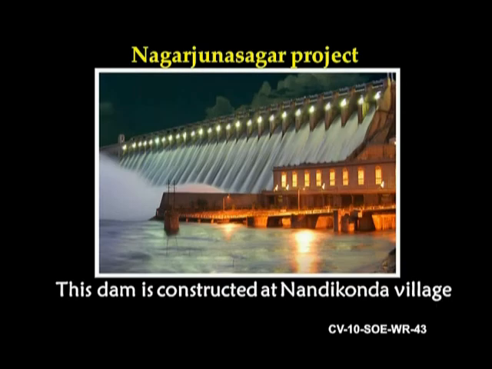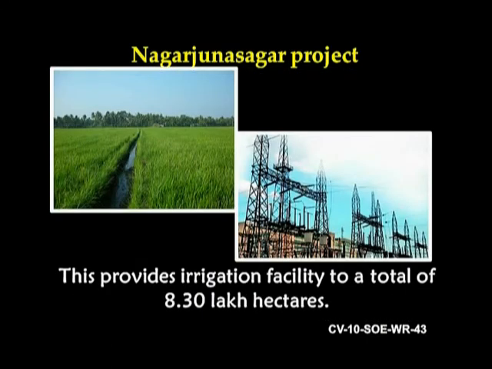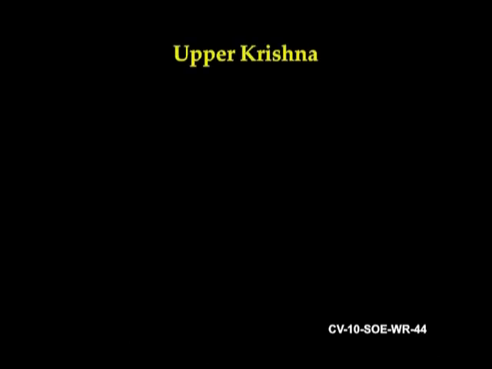The next project is Nagarjuna Sagar Project. This dam is constructed at Nandikonda village of Andhra Pradesh across the river Krishna. This provides irrigation facility to a total of 8.30 lakh hectares. Next is Upper Krishna Project.